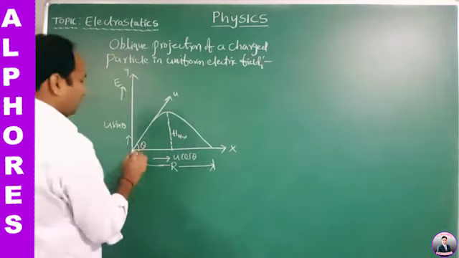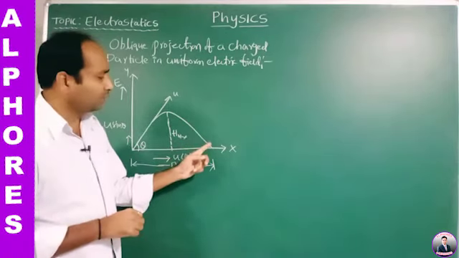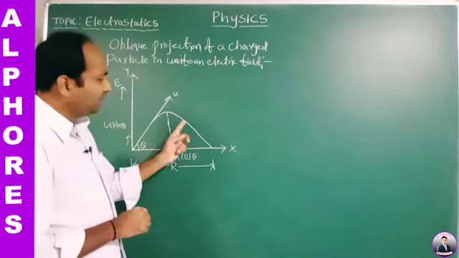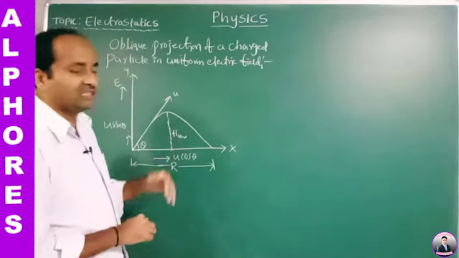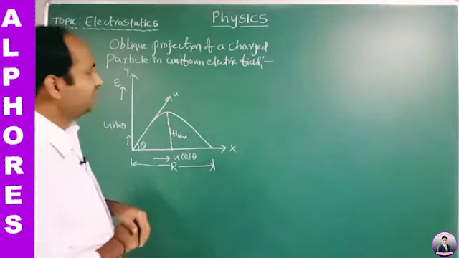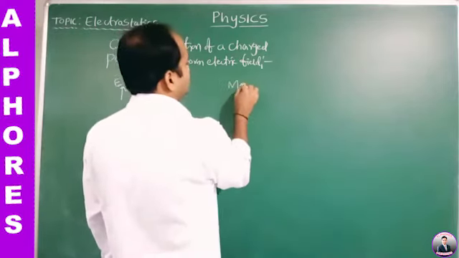And find time of flight. Time of flight means the time taken by the charged particle in which it remains in the air is called time of flight. Now we should write the expression for these three physical quantities. Okay, what is the general expression for maximum height?